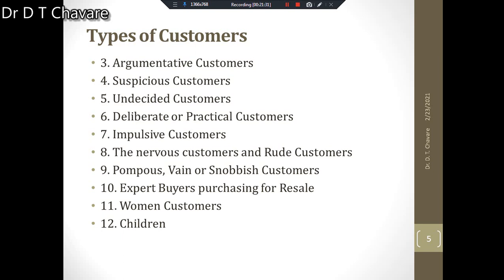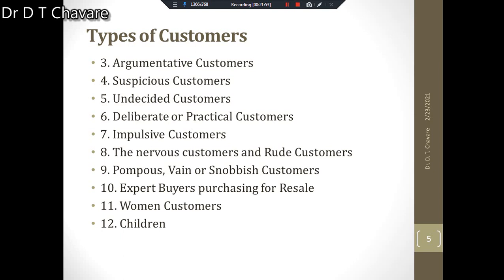So do not reply to them by making some more arguments, because then this unnecessary debate will never end. Try to understand, on the other side, patience and restraint in dealing with them will pay. That's why such type of customers are also there.